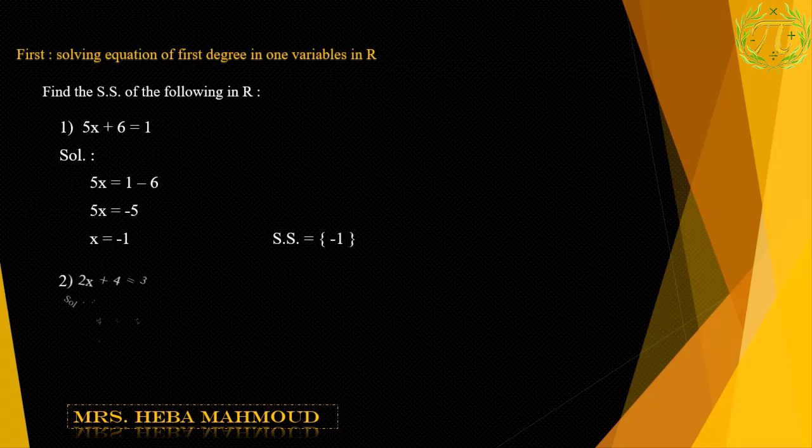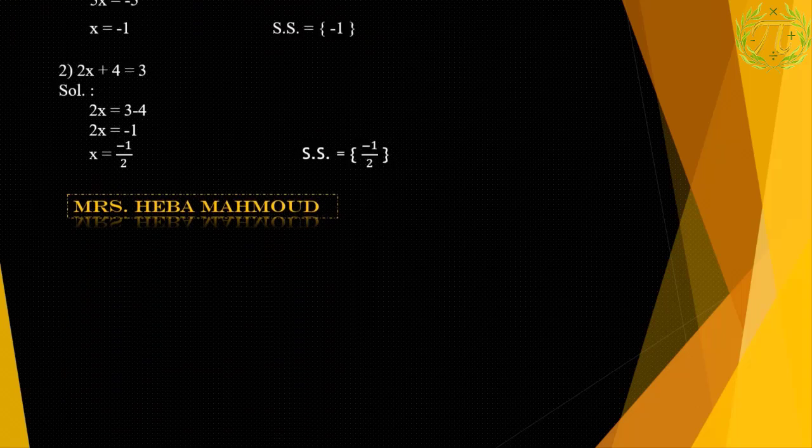Example 2: 2x + 4 = 3. Solution. 2x = 3 - 4. So 2x = -1. So to find the value of x, move 2 to the other side by dividing, which is -1/2. So the solution set will be {-1/2}.